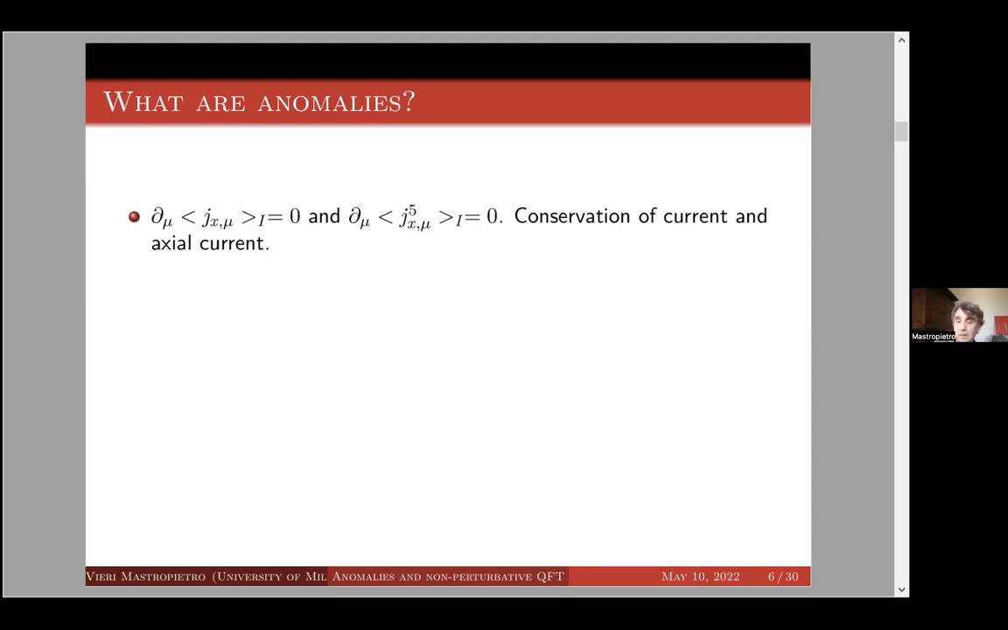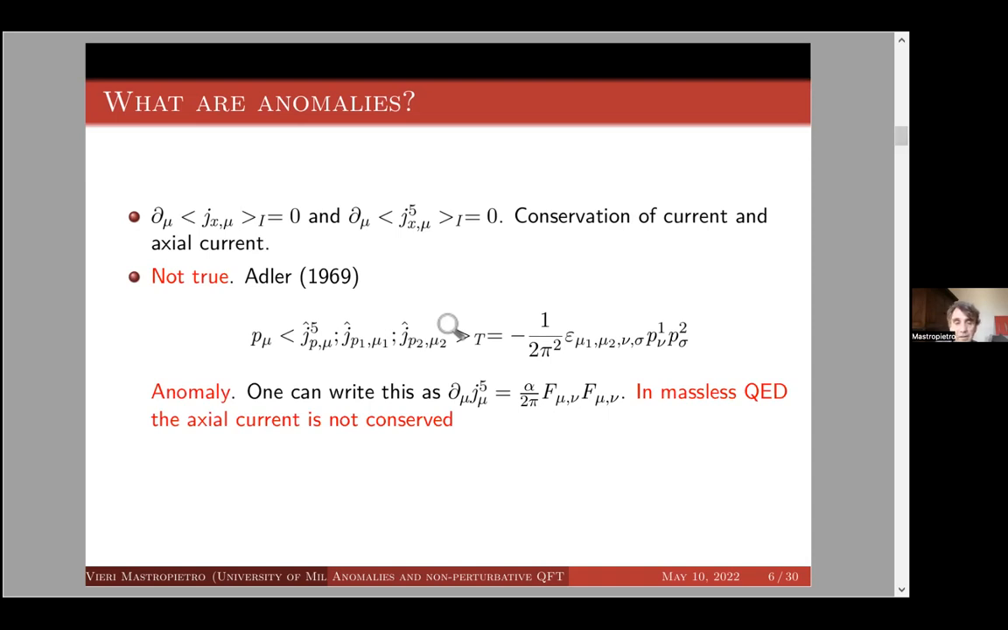In fact, it was discovered by Adler in 69. The three-point coefficient is non-zero and is given by this formula: ∂μ J5 J J is non-zero. As I said, J is an expansion in objects like this, and formally you get that ∂μ applied to any number of J is zero. But Adler said no, it's not zero, and you get this formula. So this means that the chiral current J5 is not conserved. A very suggestive way to write this is this one.